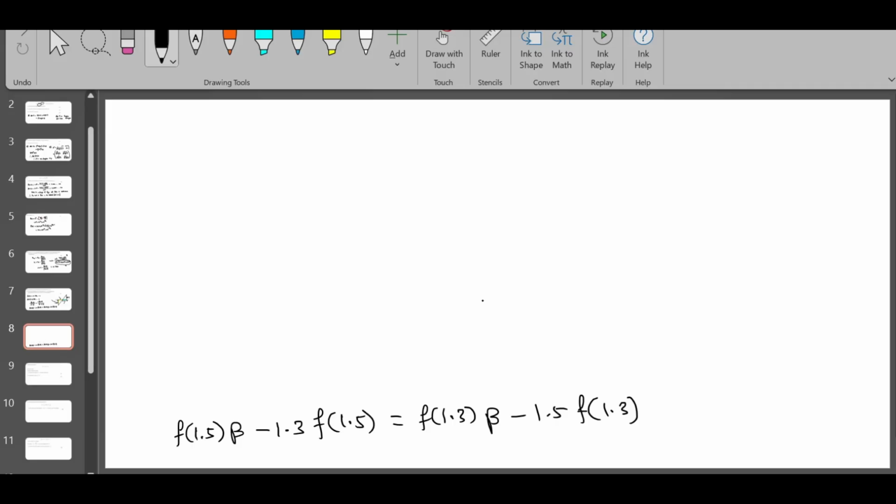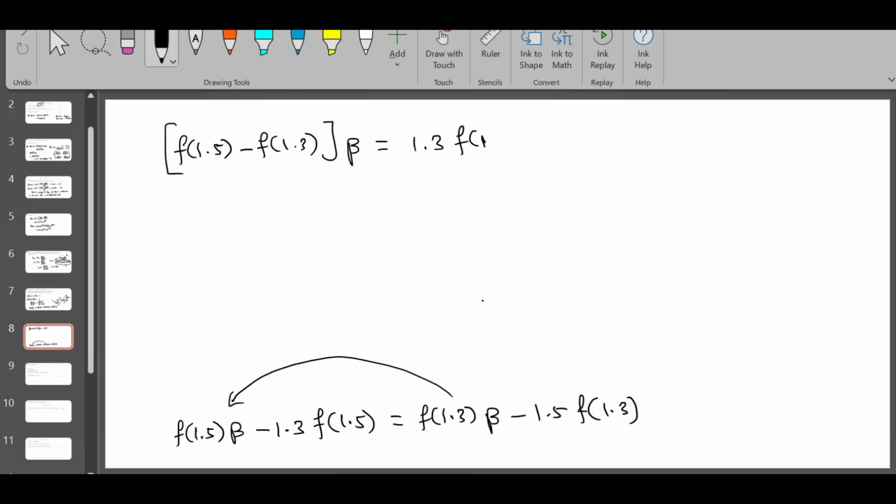So to make beta the subject, I'm going to move this term here, this term here. When I move the term involving beta and take beta as a common factor, I will get f of 1.5 minus f of 1.3 times beta is equal to 1.3 times f of 1.5 minus 1.5 times f of 1.3. So beta is equal to, this is when we are going to bring this term to the denominator, but show this step this way using the values of f of 1.3 and 1.5.